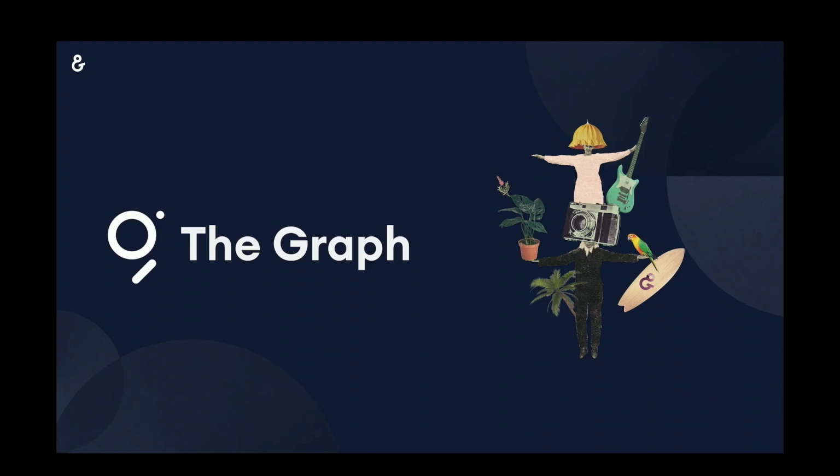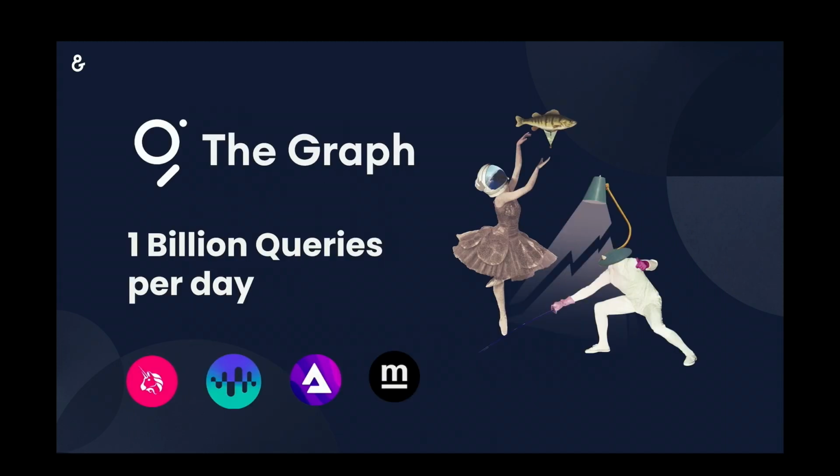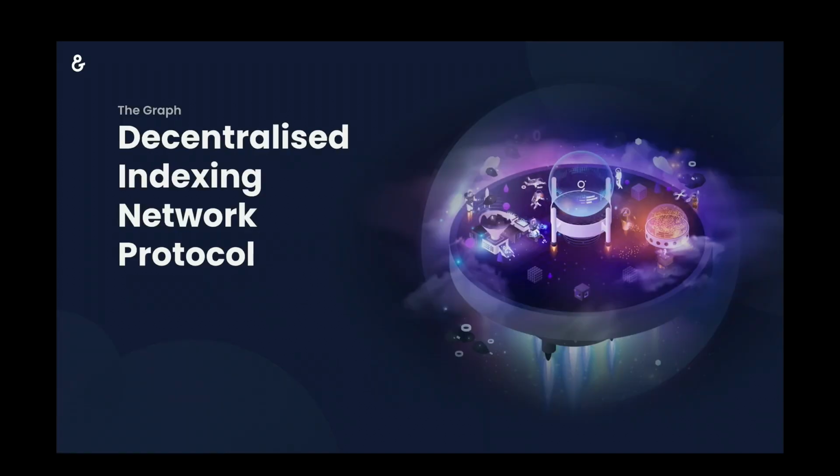And that's where The Graph comes into play, right? It is this API for a vibrant decentralized future. On the hosted service, we currently see 1 billion queries per day, so it's very used by the bigger protocols. We'll dive deeper into it later. It's not only that the bigger protocols have their own subgraphs that you can use, but there are also very high quality subgraphs, especially built for data science purposes, which we will dive into later.